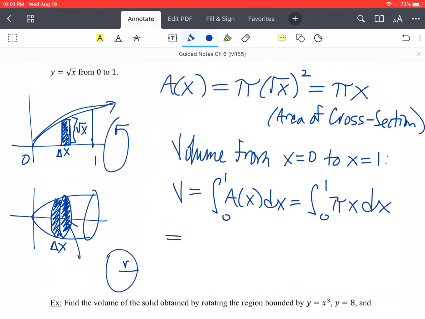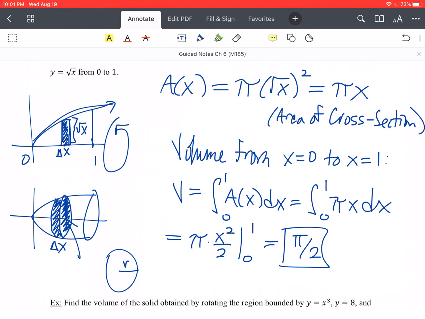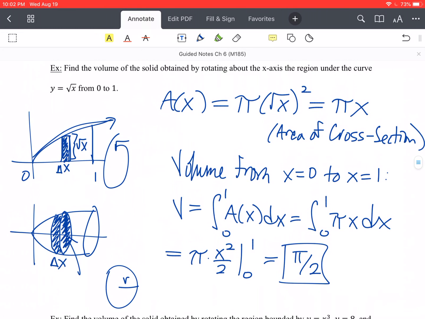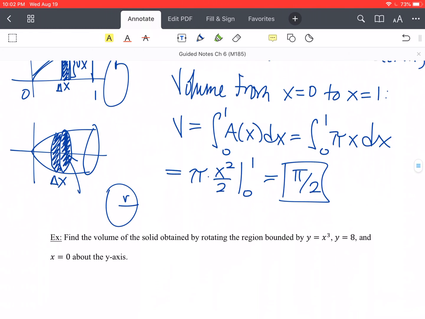So we get pi times x squared over 2 from 0 to 1. So we just get pi over 2. And that would be the volume obtained by rotating the square root function about the x-axis. All right. Let's look at another one.